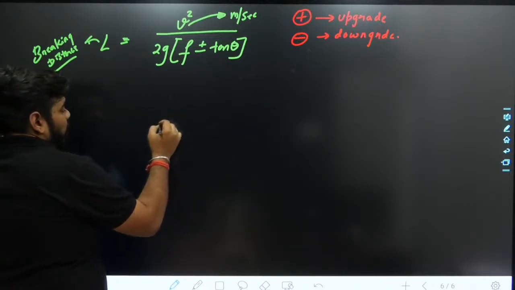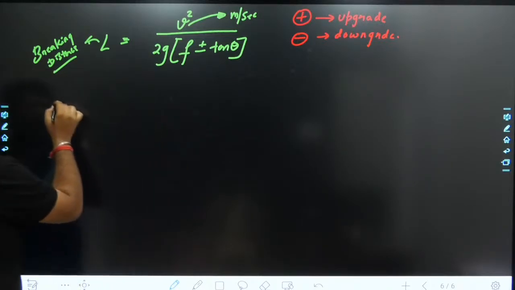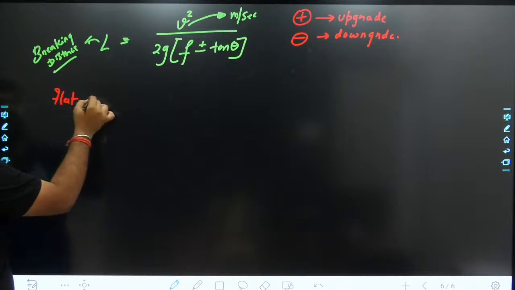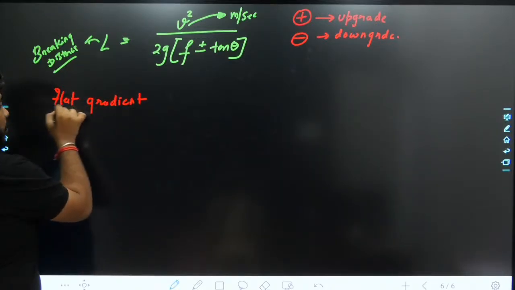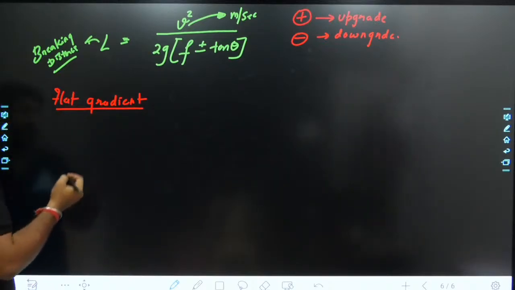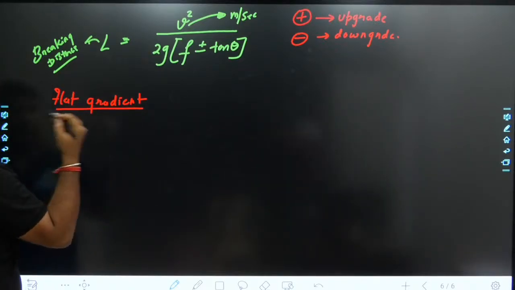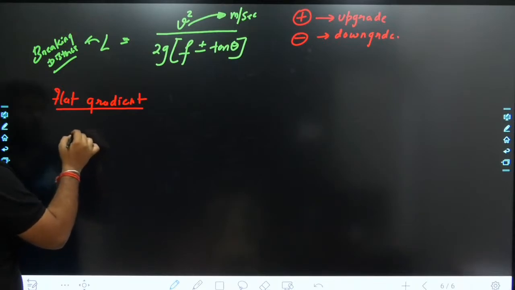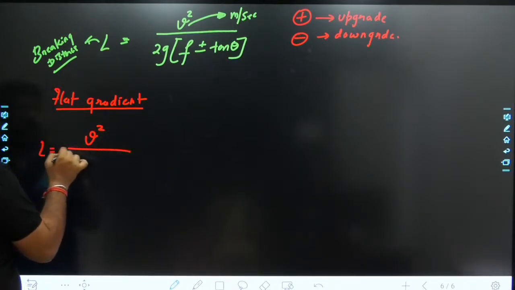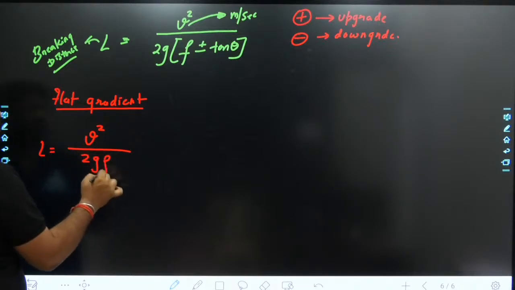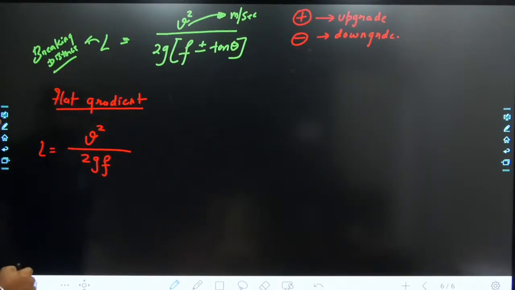If we talk about the normal flat gradient, I just apply normal common sense here and remember it. So let's see how I remember this particular term. For a flat gradient, L is equal to v square divided by 2gf.